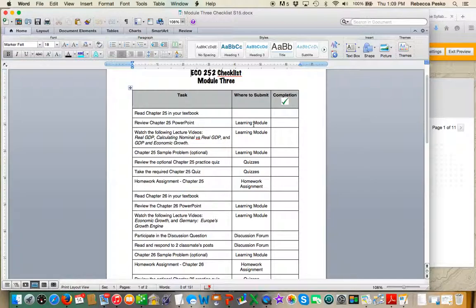It tells you where to find the PowerPoint. It tells you to watch these 3 videos, and it tells you where to find the videos. And this is just for your own records. You can mark whether it's been checked off and track your progress throughout the week.